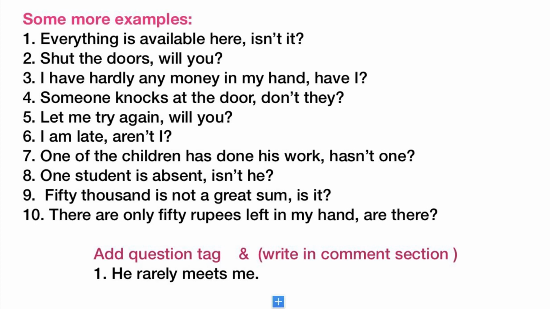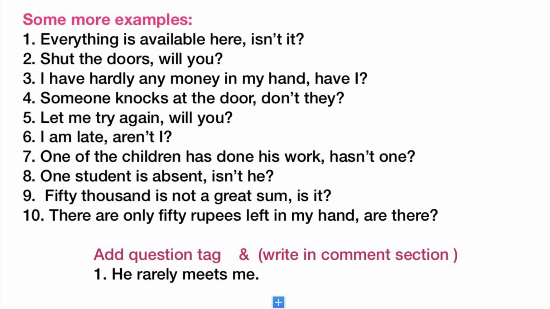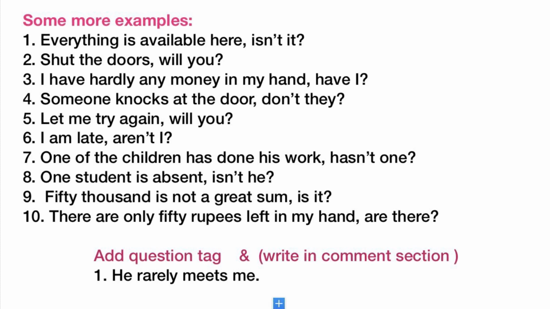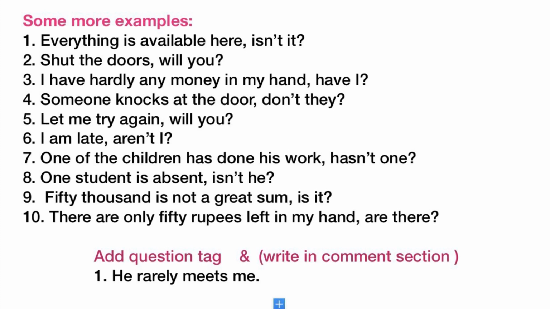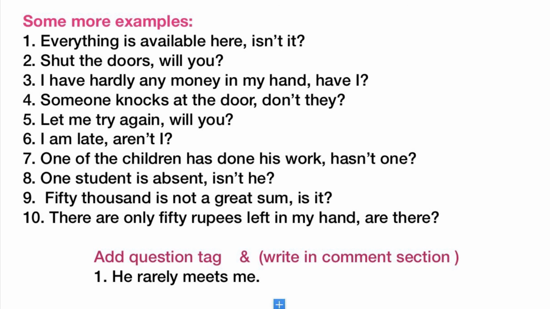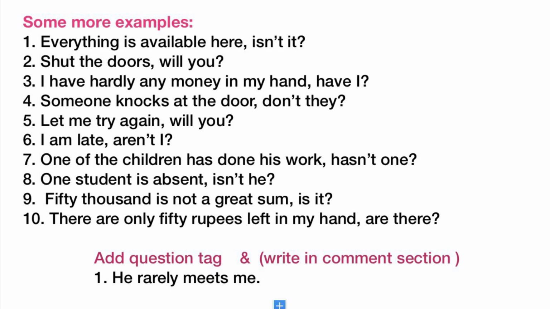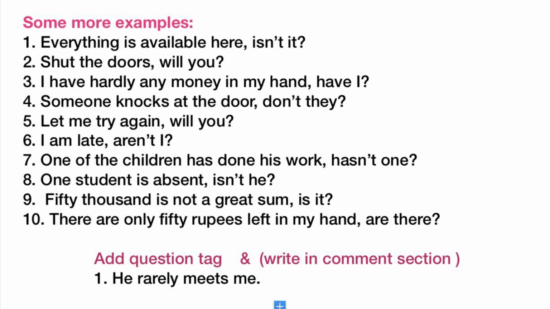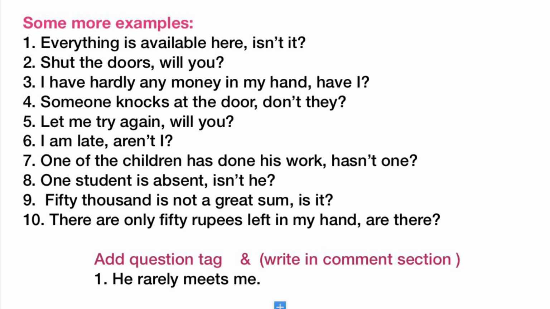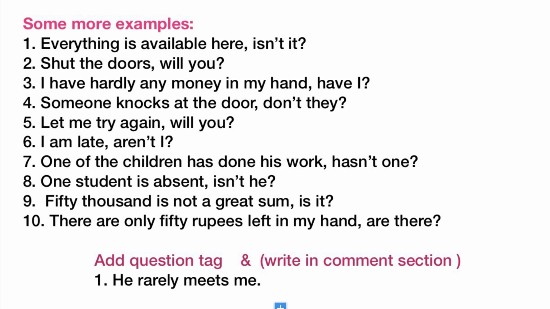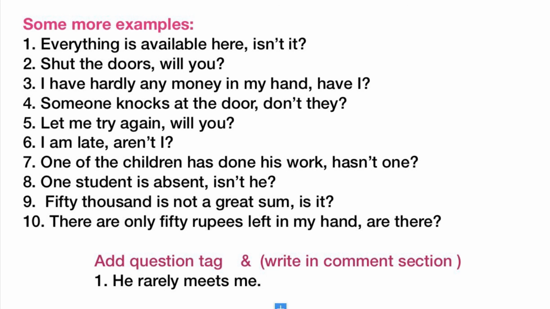I'm late, comma, aren't I? One of the children has done his work, hasn't one? One is used as pronoun. One student is absent, isn't he? Here one is adjective. This is not pronoun, one student. So we will take he as pronoun. 50,000 is not a great sum, is it?